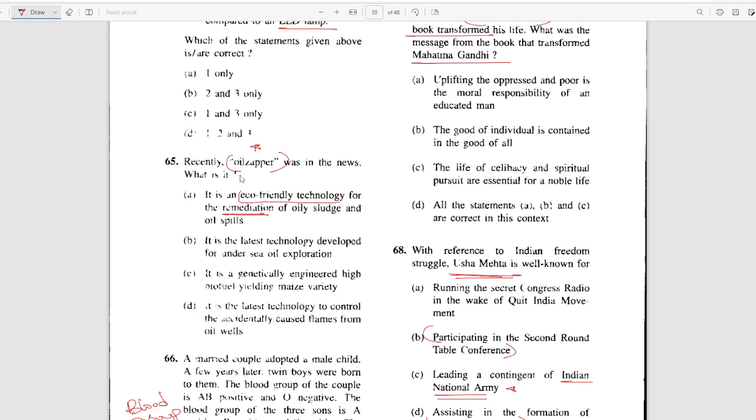65th question. Recently, oil zapper was in the news. What is it? If you come across any terms, for example here it's oil zapper, go through that. At least remember what it is and what it is related to. You just have to know the basics of it. You don't even have to go very deep into it. Just go through the basics. Here it's a remediation technique to remove the oil sludge.